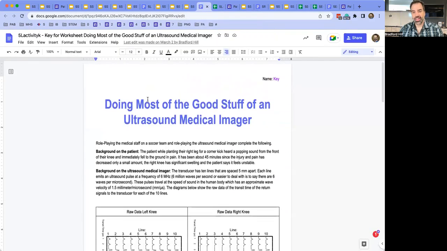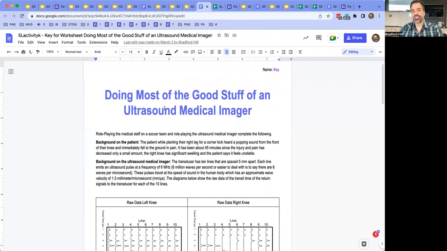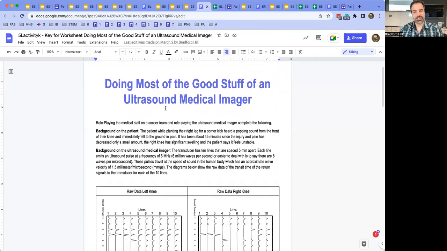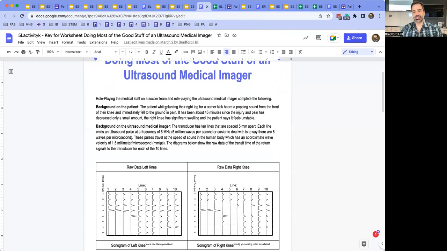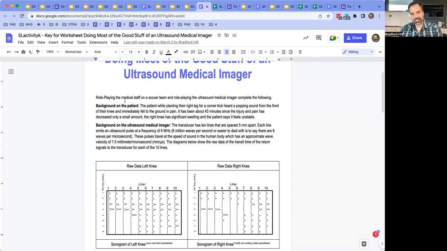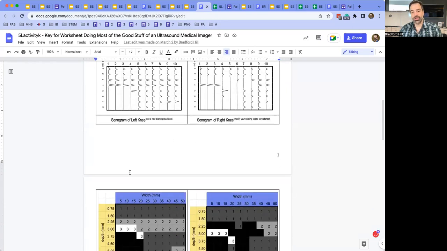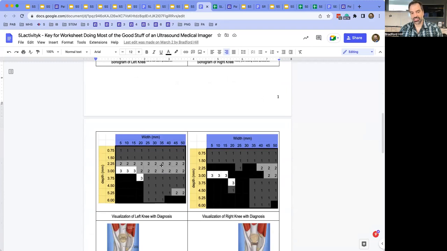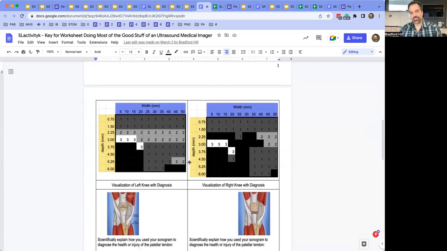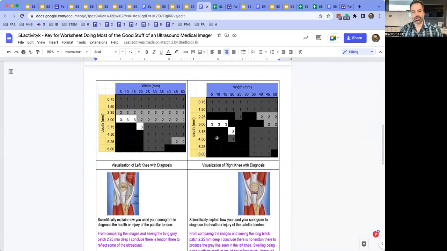All right, so it front loads doing most of the good stuff of a medical imager. So this is right on the performance expectation. It is neat when they take information, they get some background information on a patient, and then raw data from the machine, and then they code in Google Sheets and then conditionally format. And when they conditionally format and the image pops out, it is a great moment. It's pretty cool. So they get it.